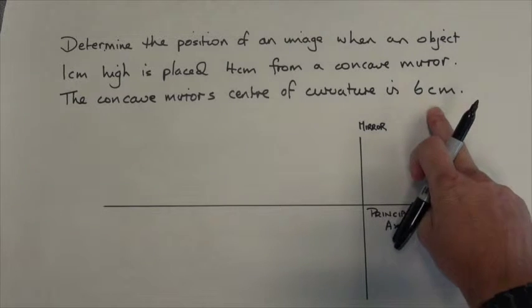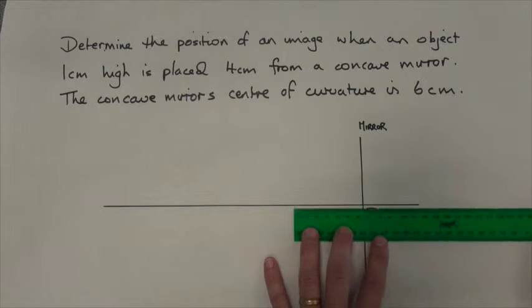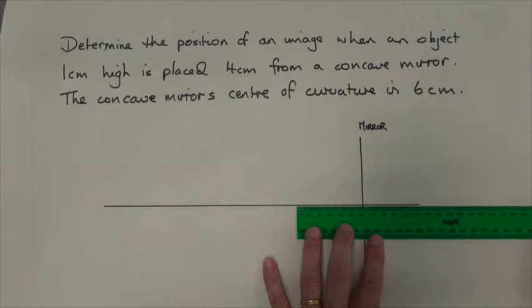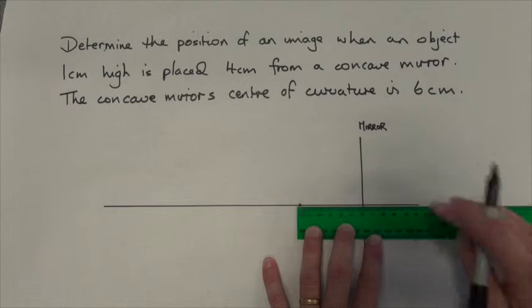Alright, now we know that the center of curvature is 6 centimeters. So I measure from the mirror a distance of 6 centimeters, mark a point, and I'm going to label that C for center of curvature.